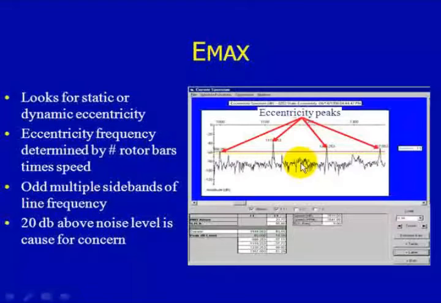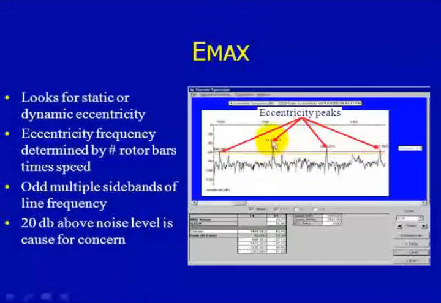Once we've found eccentricity frequency, we will look for the first eccentricity sideband of line frequency, which appears at plus or minus 60 Hertz. Then we would look for the third harmonic sideband of line frequency, which appears at plus or minus 180 Hertz from the eccentricity frequency, which would be here and here.